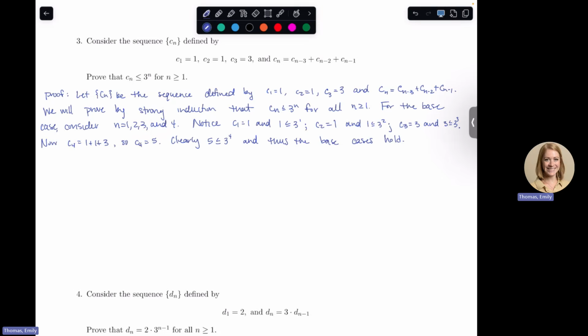Okay, so now we want to assume for all i with 4 less than or equal to i less than or equal to k that, what do we want to assume? That C sub i is less than or equal to 3 to the i.